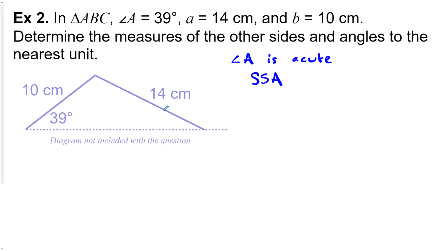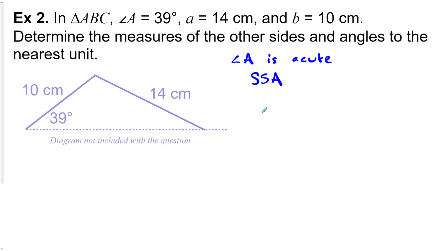So this could be ambiguous. Now I drew this to scale, and you can actually see that this 14 is much too long. Although we don't know this angle, so this side length here is free to swing around. Its only possible position is here. But let's look at how our rule would work for this question.